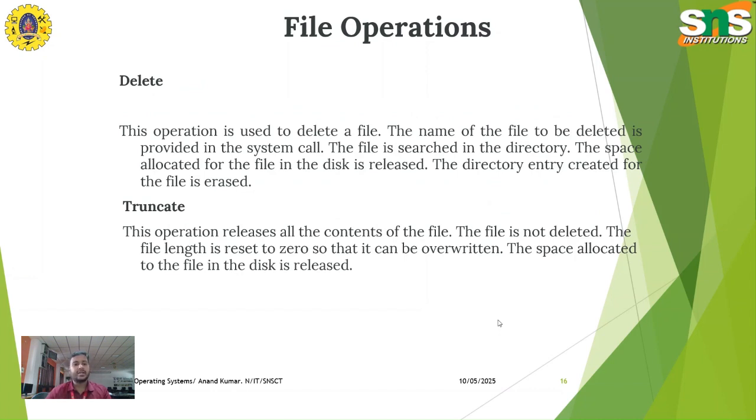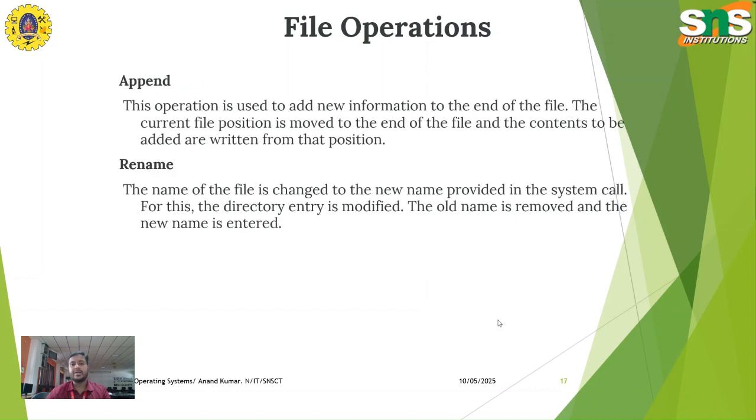And next is the truncate operation. This truncate operation releases all the contents of the file, not just the space of the file. The file is not deleted. Of course, the file shouldn't be deleted during the truncate operation. Why? Because we are just erasing the content of the file. So the file length is reset to 0 so that it can be overwritten. The space allocated to the file in the disk will be released.